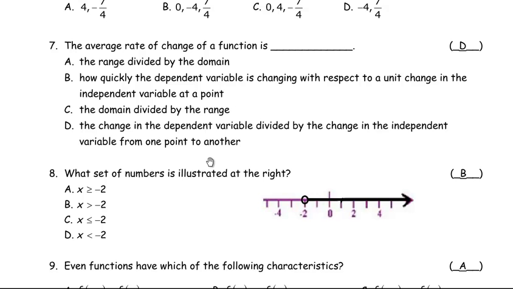Number 7, the average rate of change of a function is, and D is the best answer here, the change in the dependent variable divided by the change in the independent variable from one point to another. The instantaneous rate is actually the B definition, how quickly the dependent variable is changing with respect to a unit change in the independent variable at a point. That's actually the instantaneous rate.